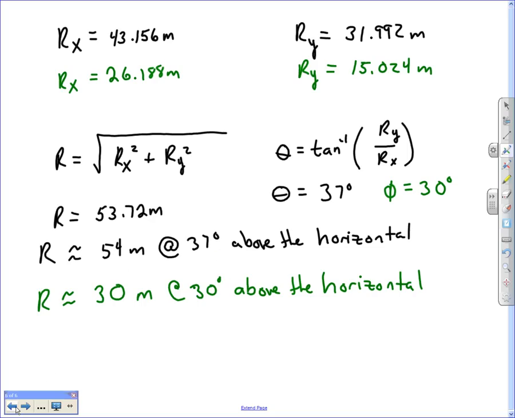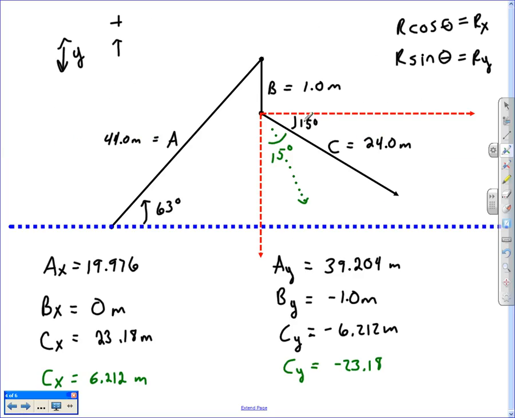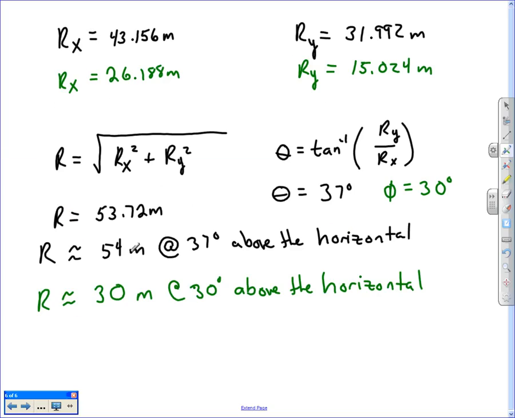Whereas if we had used the 15 degrees that I would have intuitively used for this problem, this one up here, we would have seen more travel in the x direction. Hence, this vector would have been higher off the ground, giving us a greater angle, and more distance would have been achieved from our initial starting position, so the displacement would have been greater. And that is also what we see in the answer. So both of these answers are legitimate. R is roughly equal to 54 meters at 37 degrees above the horizontal, or R could have been equal to 30 meters at 30 degrees above the horizontal.